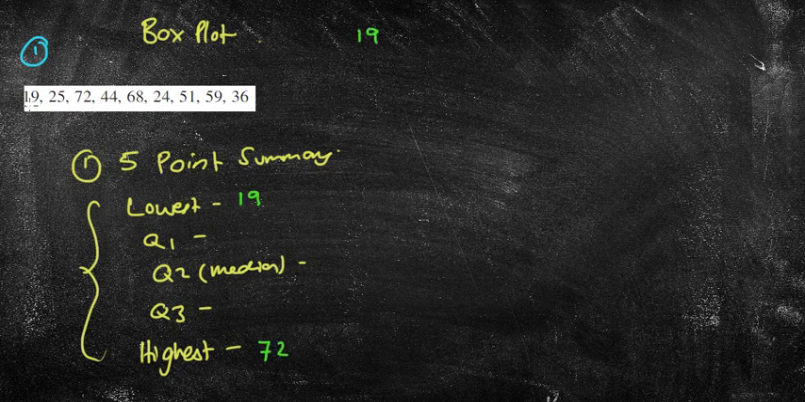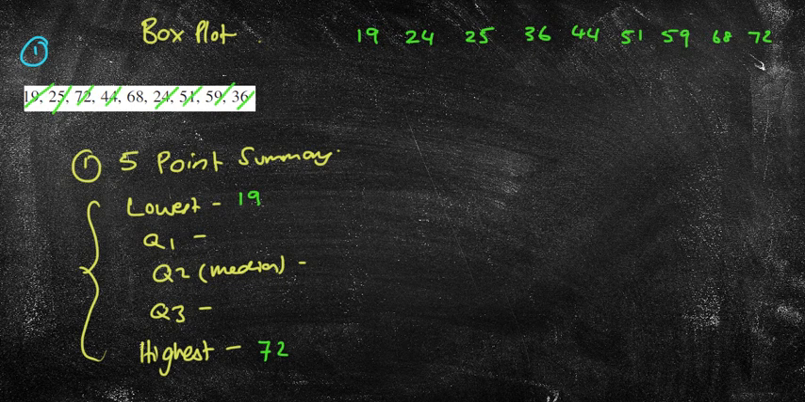So let's do that. We've got the 19 there, followed by the 24, then the 25, then we've got 36, then we've got 44, 51, and 59, we've got 68 and 72. 1, 2, 3, 4, 5, 6, 7, 8, 9. So it's really important to make sure you cross your numbers off and you recount them.